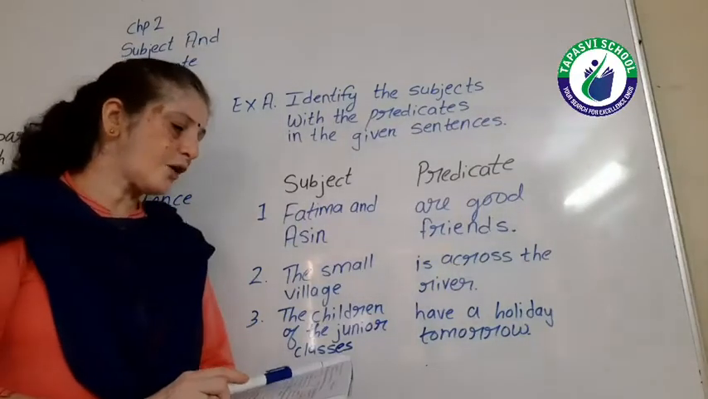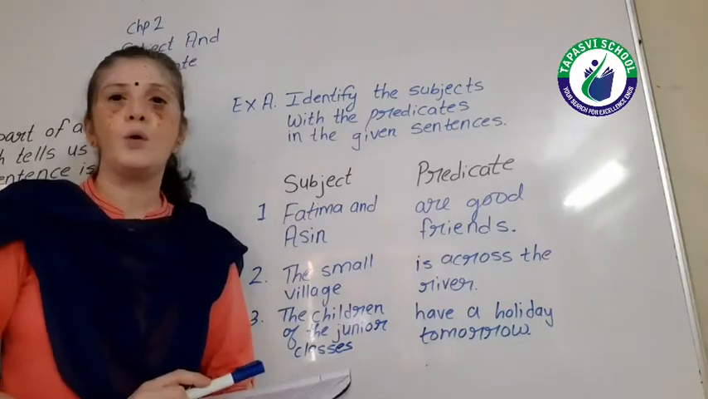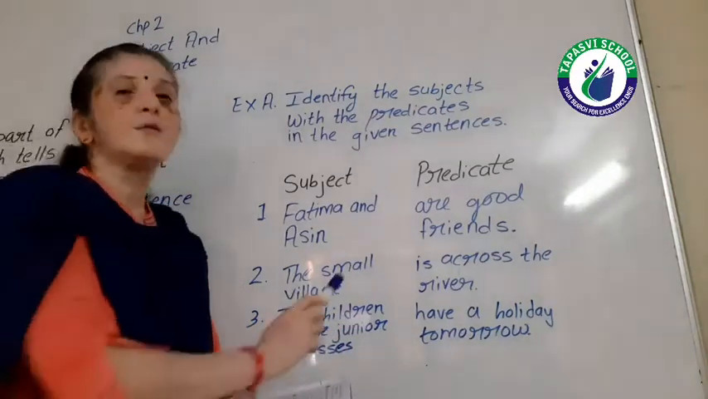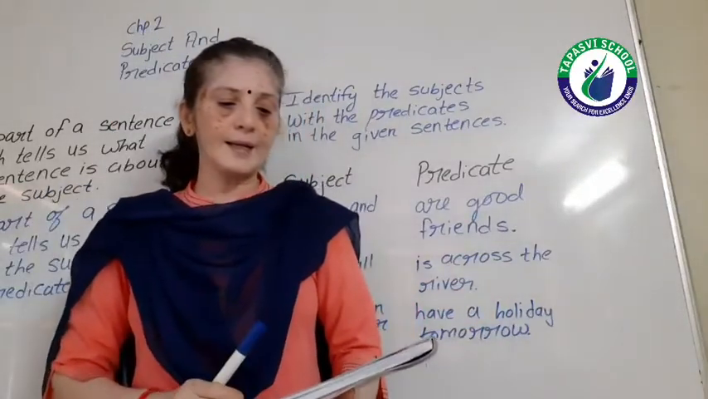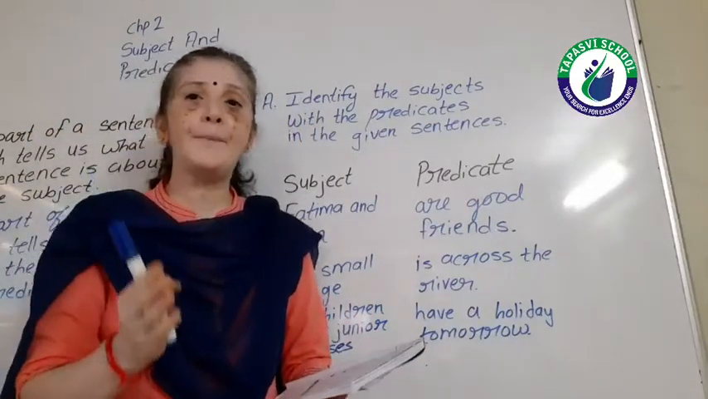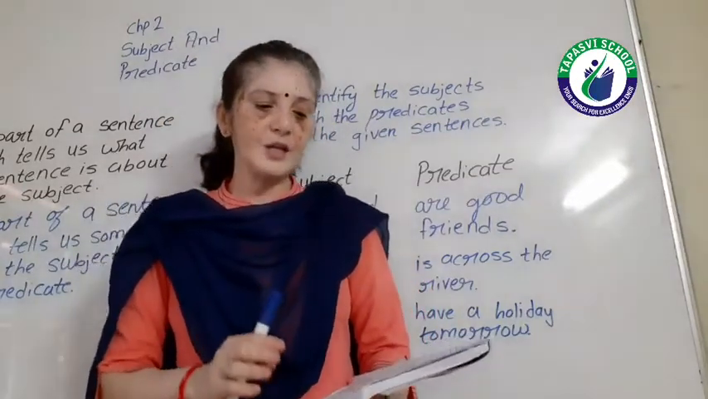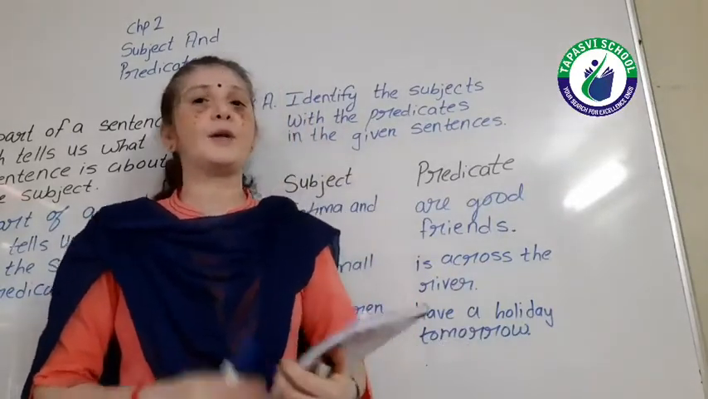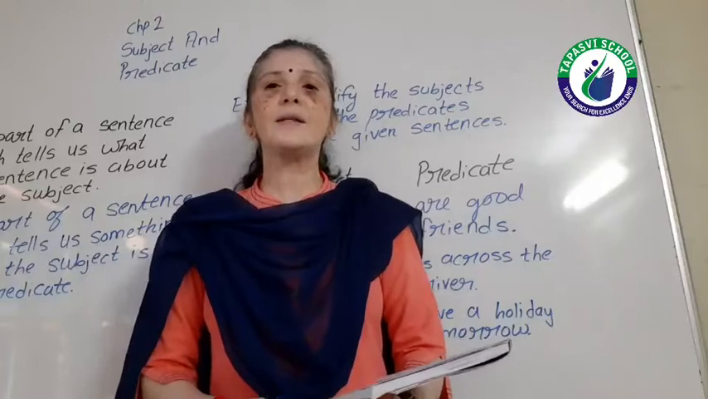Next, the children of the junior classes have a holiday tomorrow. What is the subject? The children of the junior classes, right? What is the predicate? Have a holiday tomorrow, right? Fourth one, stand in a queue. Here an imperative sentence is given. So what is the subject? You, right? Next, Vishal is absent today. So what is the subject? Vishal. And what is said about Vishal? Is absent today, right?